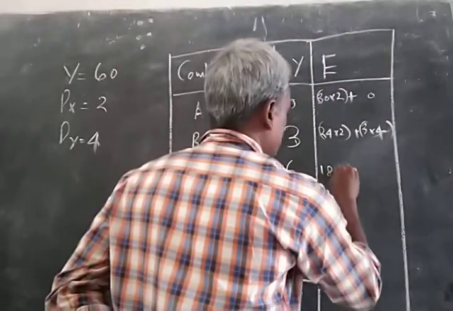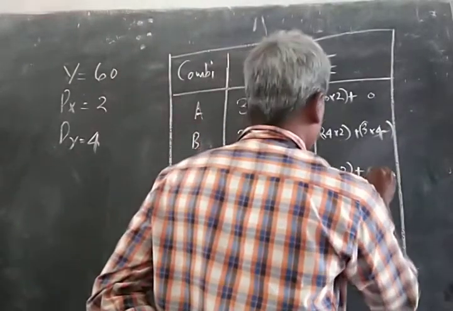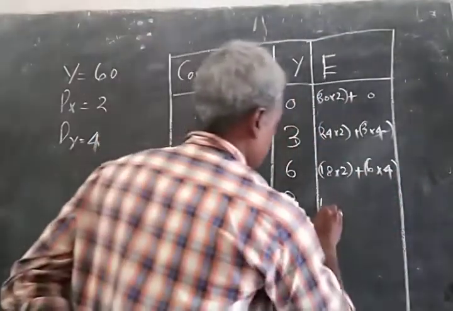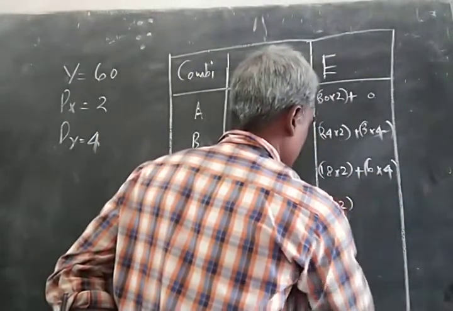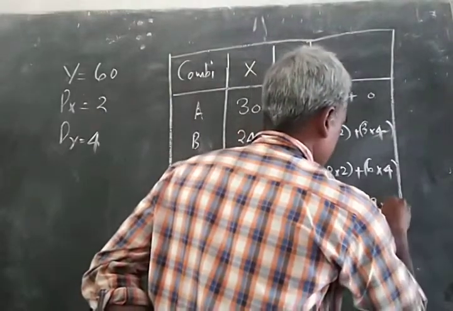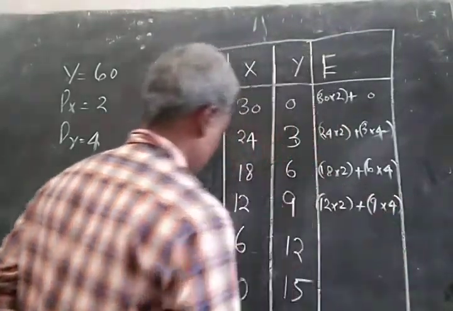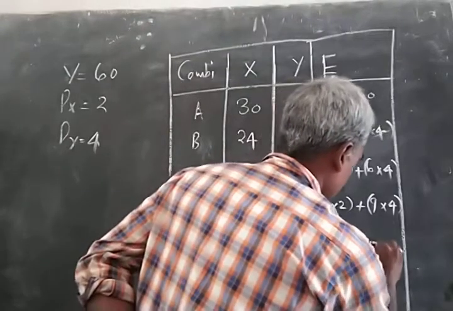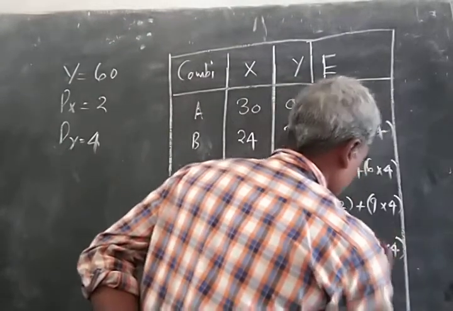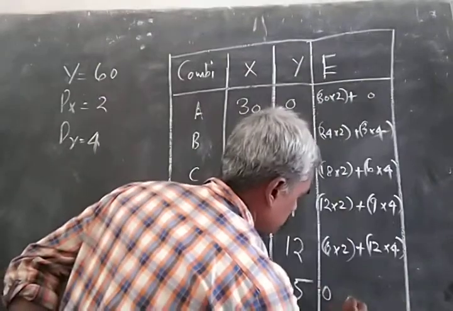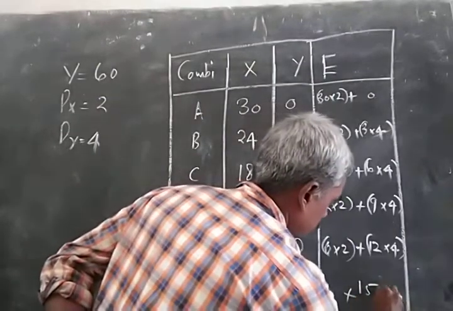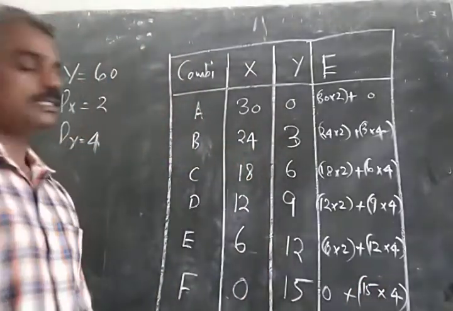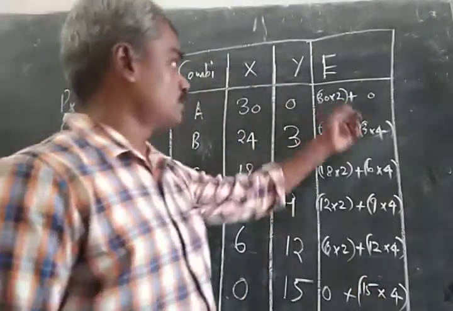18 into 2 plus 6 into 4. 12 into 2 plus 9 into 4. 6 into 2 plus 12 into 4. 0 plus 15 into 4. So this is how he is spending all his income.